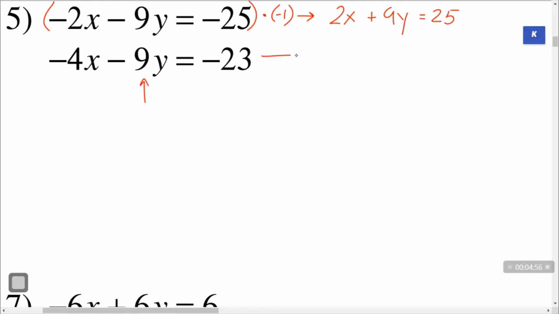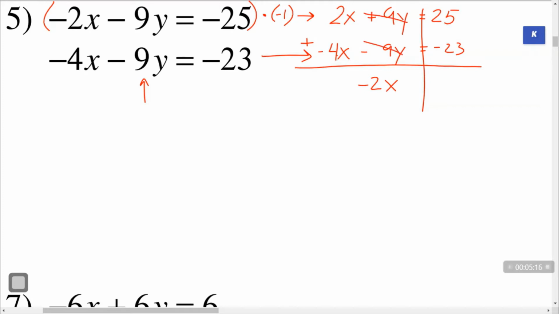All right, the bottom one I don't have to touch, because if I don't touch it, I have negative 9y. Notice those are exact opposites of each other, which is exactly what I wanted. Now I can line up my equal signs, add the two together, and I find that 2x and negative 4x gives me a negative 2x altogether. 9y and negative 9y cancel or eliminate, and 25 minus 23 is 2. Then I can divide by negative 2 to find out my value of x. In this case, negative 1.